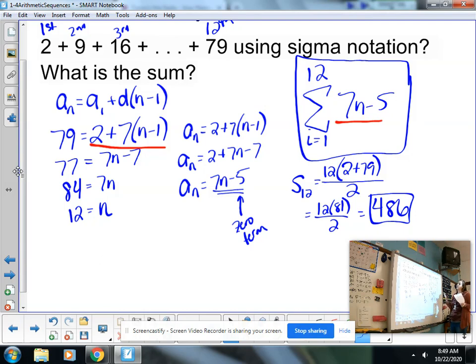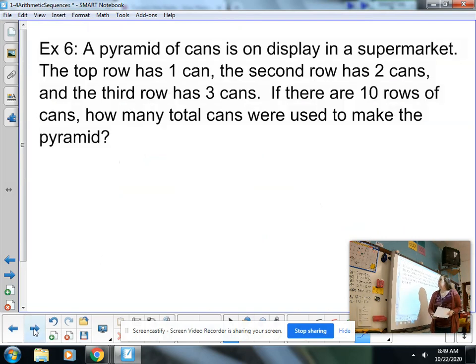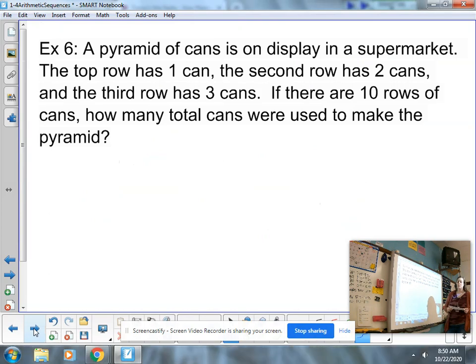So there we found the number of terms in a sequence. When we weren't told it, we were able to write in sigma notation, and then we were able to get the sum. The very last question is putting some real-world perspective onto this. And this one I know is not necessarily a great example, because this is kind of easy to figure out as far as common difference goes. So you have a pyramid of cans on display in a supermarket. The top row has 1 can, the second row has 2 cans, third row has 3 cans. If there's 10 rows of cans, how many total cans were used to make the pyramid?